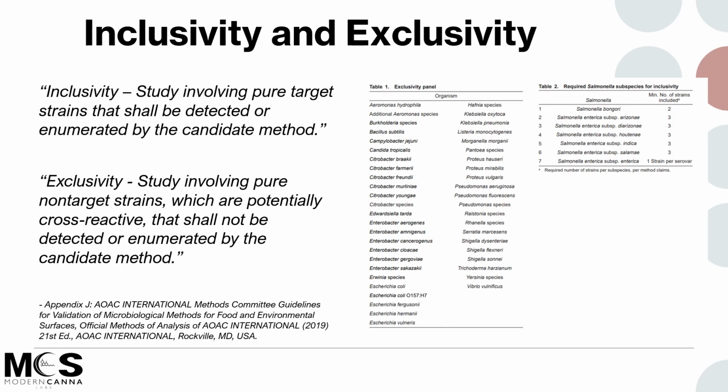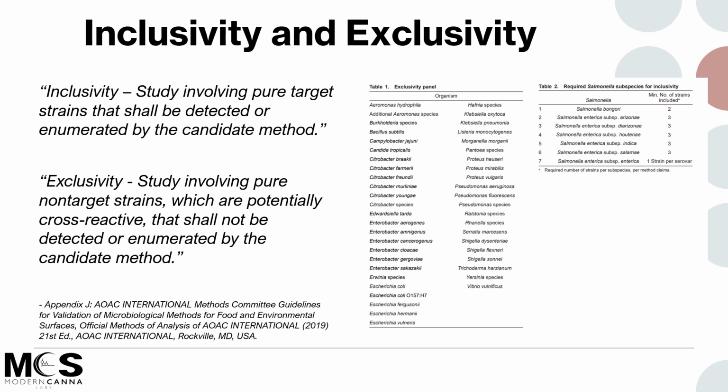The first part of method development that I would like to review is going to be inclusivity and exclusivity. On this slide, I have provided the definition for both. So inclusivity is determined by conducting a study that involves pure target strains that shall be detected or enumerated by the candidate method. Alternatively, exclusivity is determined by conducting a study that involves non-target strains, which are potentially cross-reactive, that shall not be detected or enumerated by the candidate method. So ultimately, the goal of performing these studies is to ensure that the method will detect and or enumerate the microbes of interest and nothing else.